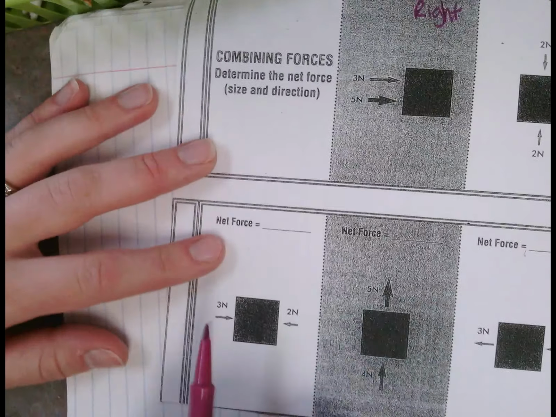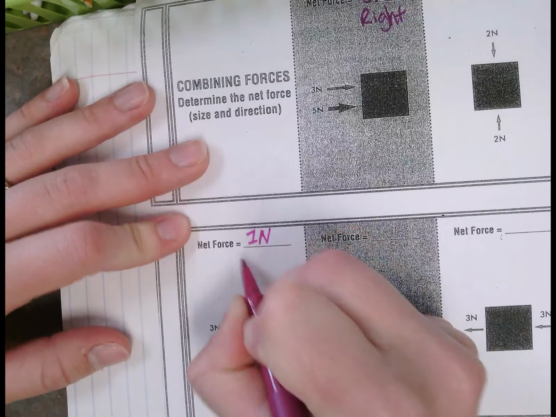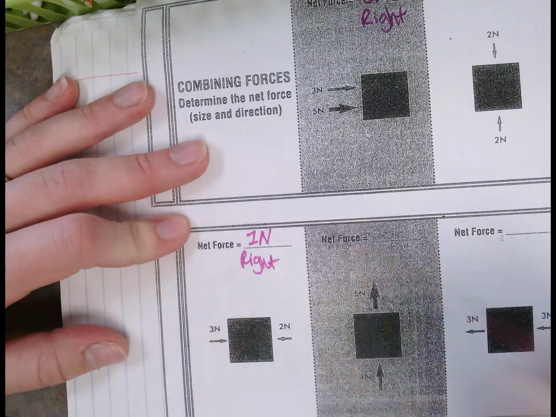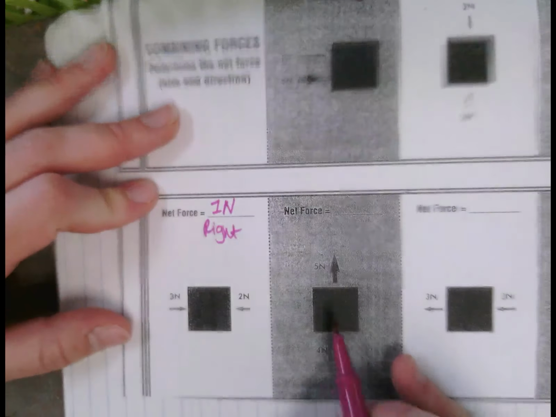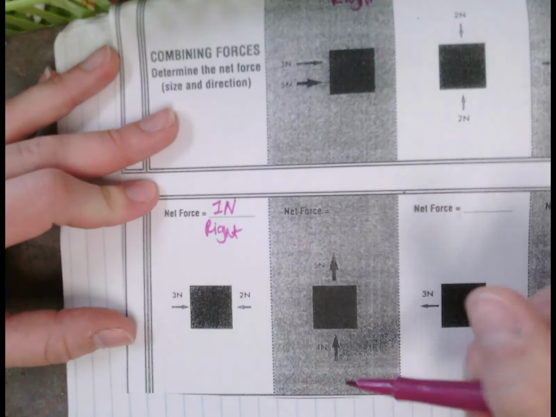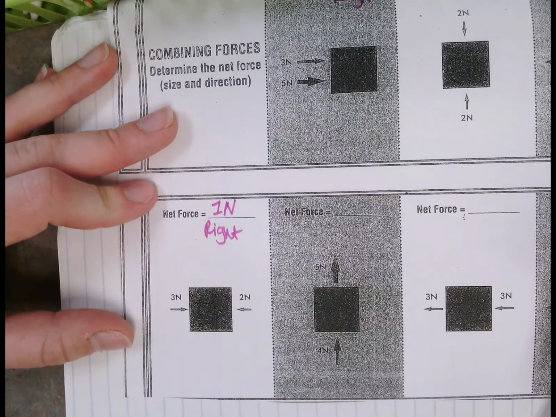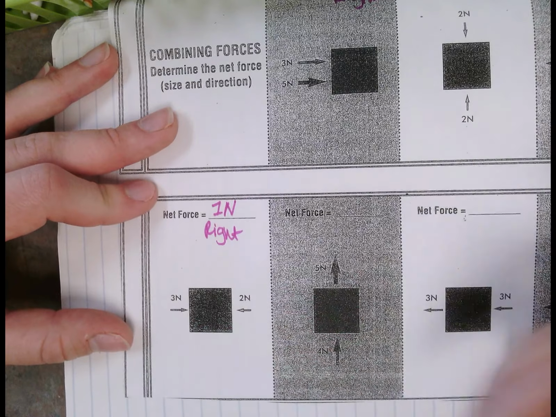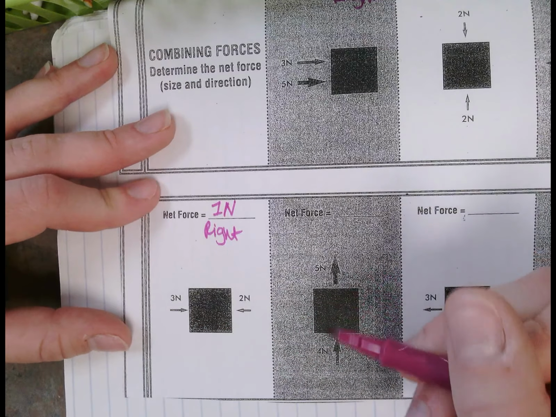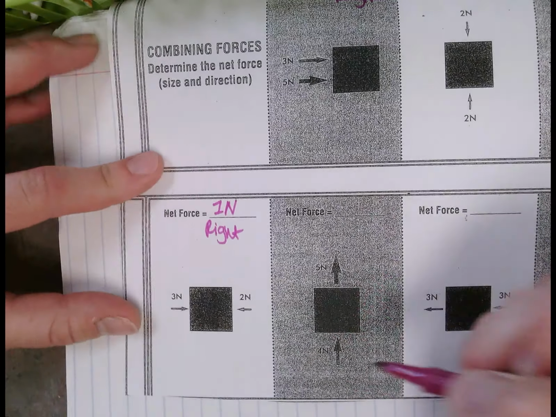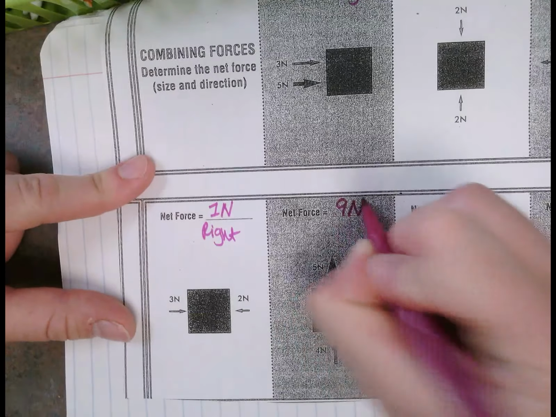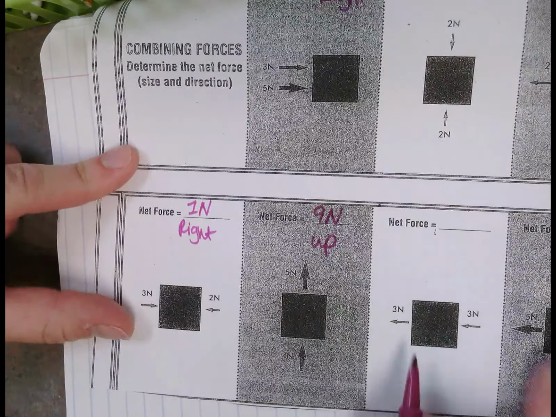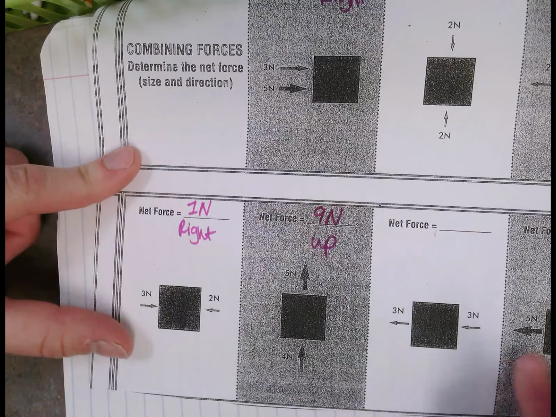This one, we have 3 pushing towards the right and 2 to the left. That's going to give you a net force of 1 newton to the right. We have 5 newtons up and 4 newtons up. That's going to be a combined force because they're going in the same direction. With opposite directions you'd subtract, but in this case, you're going to add. So 9 newtons up.